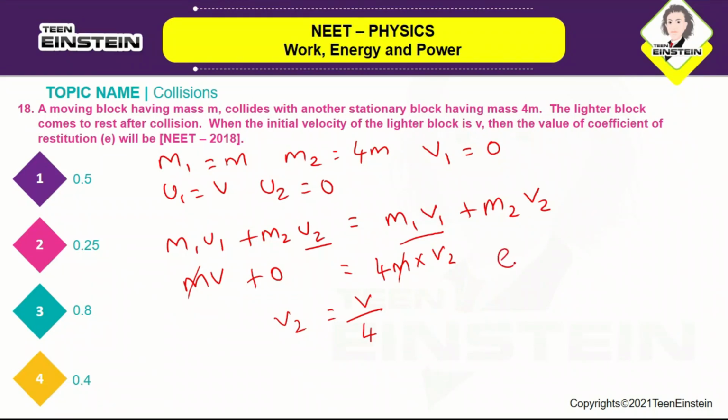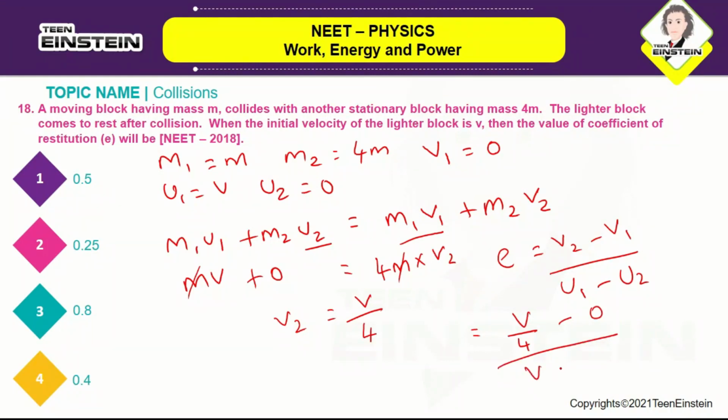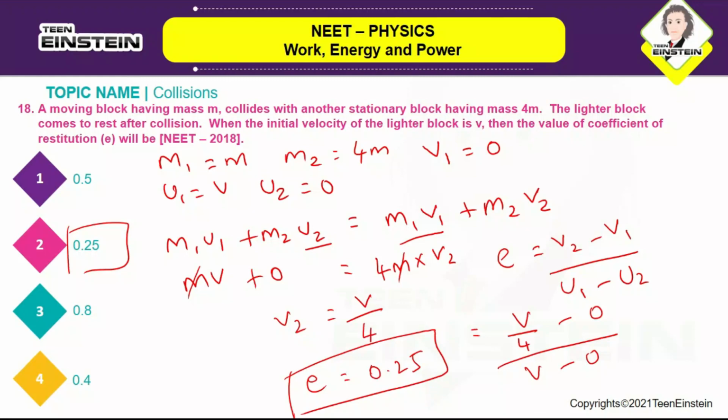Now the coefficient of restitution is given by e is equal to v2 minus v1 divided by u1 minus u2. Here v2 is v by 4, v1 is 0, u1 is v and u2 is 0. If you solve this, you will be getting the value as 1 by 4. So your e value will become 0.25. The correct option is option number 2, the value of the coefficient of restitution is 0.25.